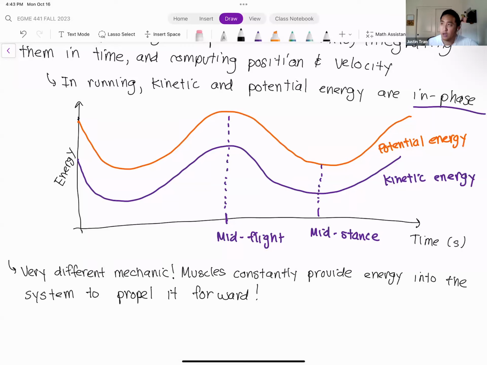Okay. So yeah, it's kind of a double whammy for your muscles. They have to exert energy to propel yourself forward, and they have to exert energy to slow yourself down during the stance phase to make sure that everything stays balanced. Okay.